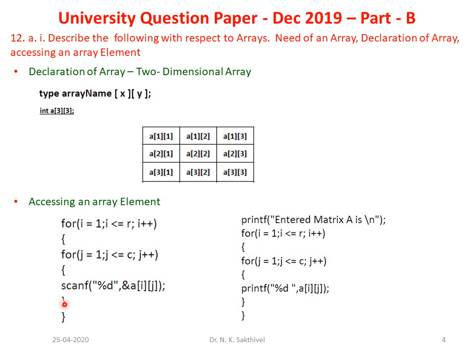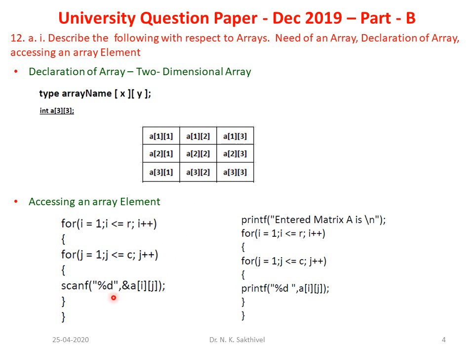Then the J value will be incremented, and after the increment the condition will be tested. Now J equal to 2 and C is already fixed as 3. 2 is less than or equal to 3, so the condition becomes true and one more data will be received from the user. Here I equal to 1 and now J equal to 2, so in the location A of 1, 2 the second data will be stored.